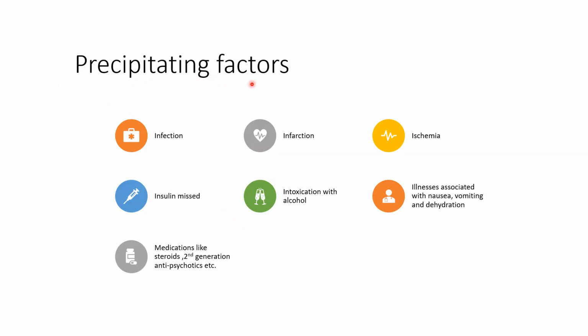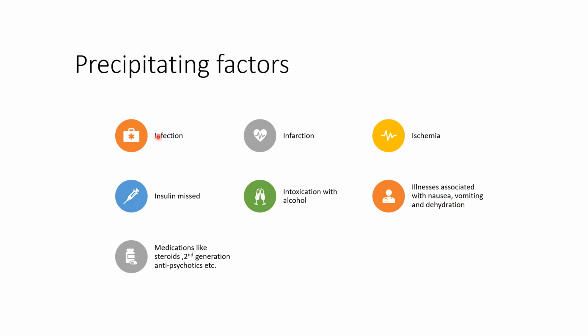What are the precipitating factors when it comes to diabetic ketoacidosis? Formerly, we are familiar with 5 I's, but now we can say 6 I's of DKA, but can still put the 6 in 5. Okay, let's go. Infection, infarction, ischemia, insulin mix, intoxication with alcohol, illnesses that could lead to nausea, vomiting, and dehydration.